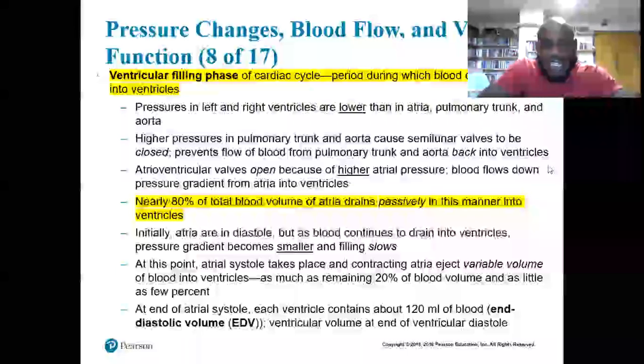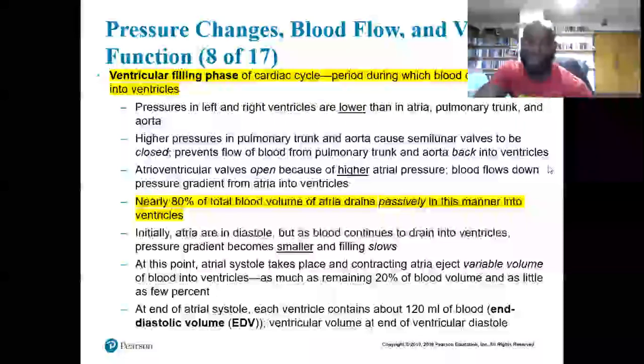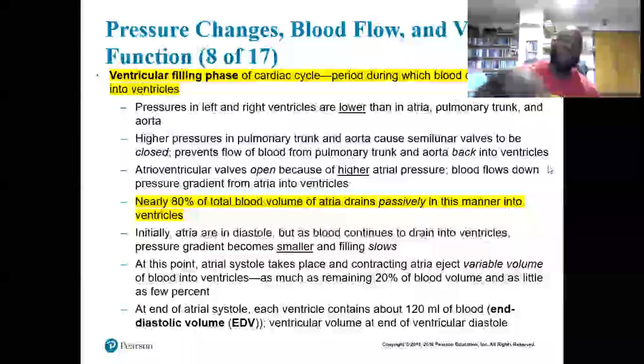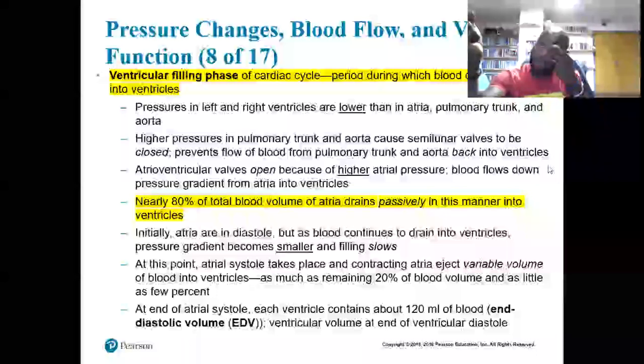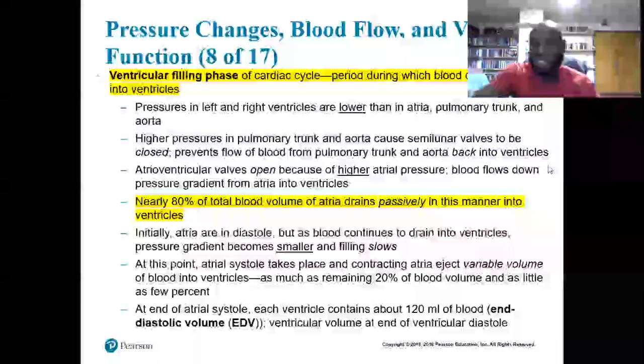Initially, the atria are in diastole, but as the blood continues to drain, the pressure gradient becomes smaller and filling slows. At this point, atrial systole takes place, so the atria contract and eject a variable volume of blood into the ventricles, as much as the remaining 20% of blood volume. Right? So even without contraction, 80% of the blood can flow from the atria into the ventricles due to just the differences in pressure between the two. Then the atria contract and the rest of the blood in the atria can be forced into the ventricles.